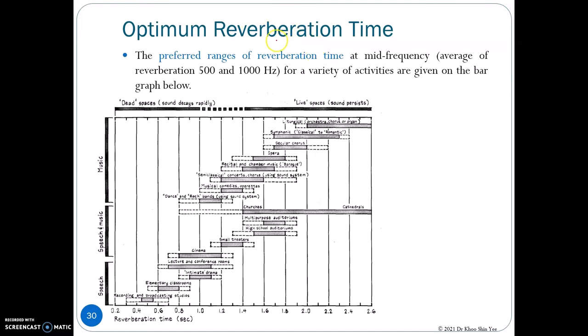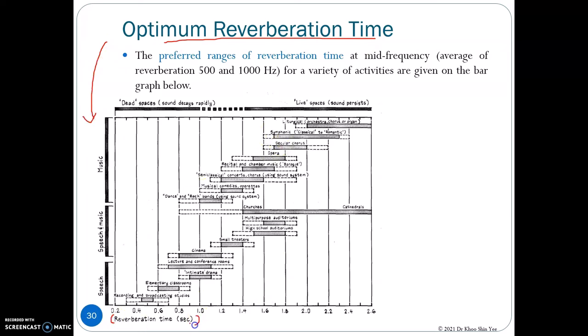You should have mastered the method to compute the reverberation time by using the Sabine formula, T equal to 0.05 multiplied with V, the volume, divided by the total room absorption. If the room dimension is measured in feet, then we can use this constant. If the room dimension is measured in meter, then we need to change this constant to 0.16. The optimal reverberation times are provided in this figure.